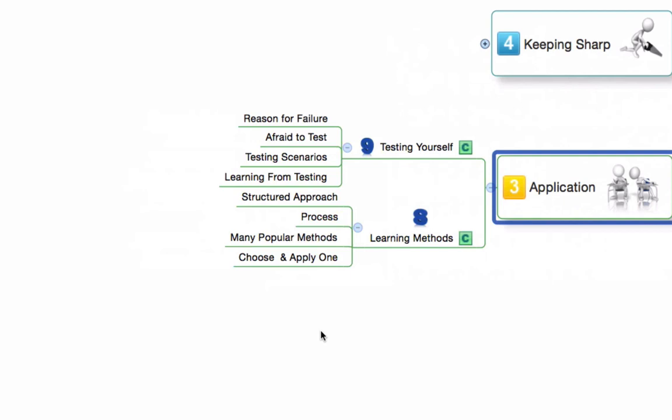By testing yourself, you will know what you know and what you don't know, and put some structures in place to fill in the gaps. Create various testing scenarios that are realistic for whatever situation you are in. And by testing yourself regularly, it actually improves your learning. That is the application of the skills and techniques that you learned in the previous step.